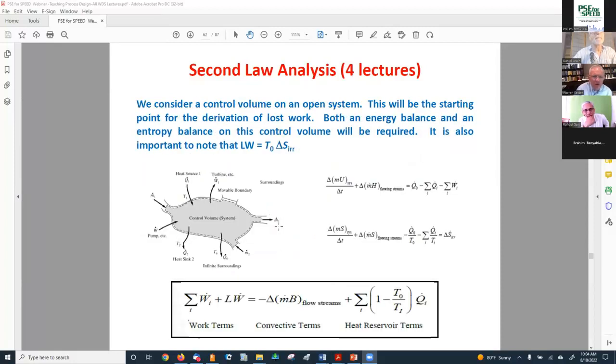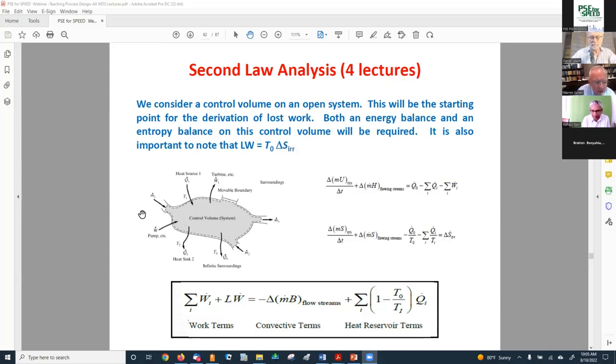Now, this is key, and it's hard for me to get this across to you simply at this point. You'll have to read the book. We consider a control volume on an open system. So there is the open system. This will be the starting point for the derivation of lost work. Both an energy balance and an entropy balance on the control volume will be required. It is also important to note that the lost work is going to be the environmental temperature times the change in the entropy due to irreversibility.